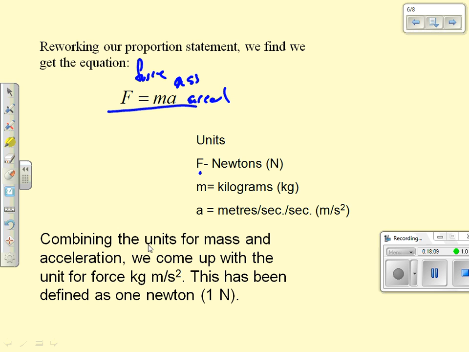Now, if you combine the units for mass and acceleration, you get a kilogram meter per second squared. That is defined as 1 Newton. 1 Newton is the amount of force needed to accelerate a 1 kilogram mass at 1 meter per second squared.